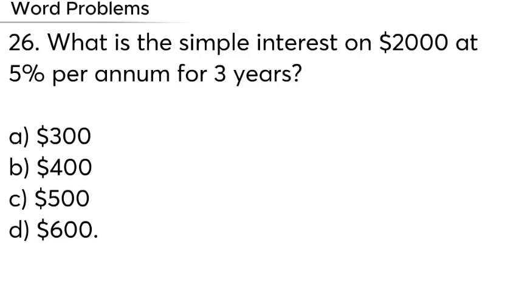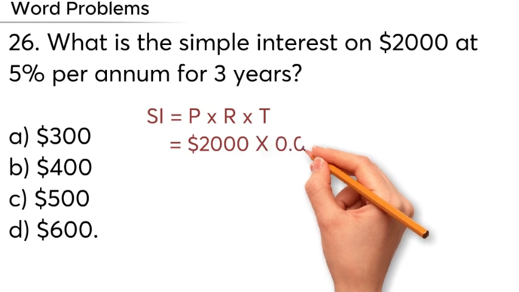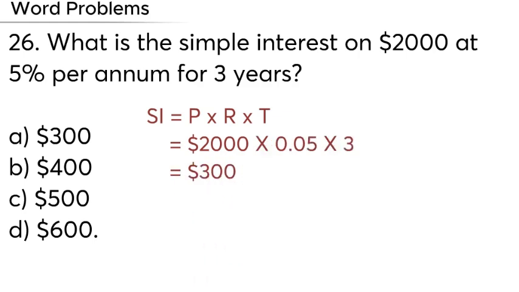The simple interest is equal to the principal P times the rate of interest per annum R times the time in years. Therefore, $2,000 times 5% or 0.05 times 3 years. This is equal to $300.